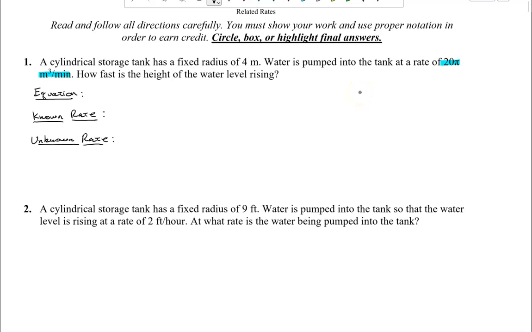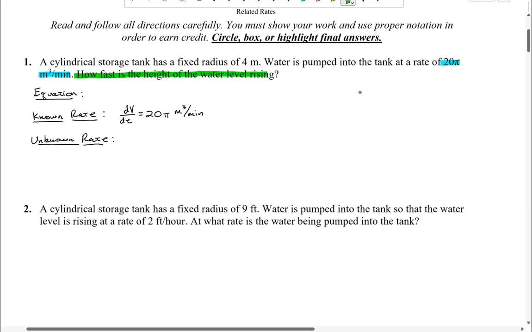And we want to make sure we're using correct notation here. So we're talking about the rate of change in the volume with respect to time, dV/dt, is equal to 20 pi cubic meters per minute. Next, for our unknown rate, they want us to find how fast the height of the water level is rising. So that's going to be a rate of change in the height with respect to time.